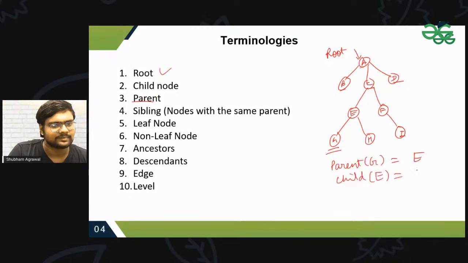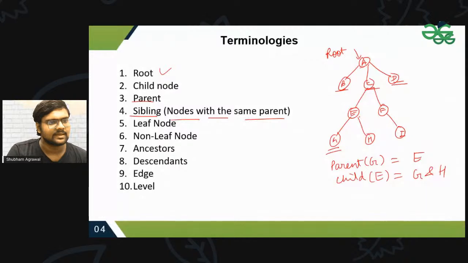Now what are siblings? Nodes with the same parent are known as siblings. So here B, C, D are siblings because they have the same parent, that is A. And here G, H are siblings because they have a common parent E.